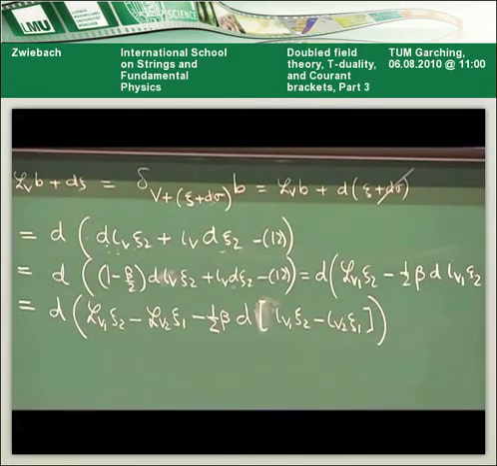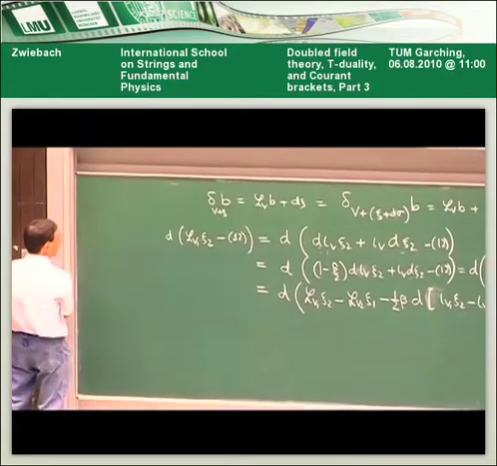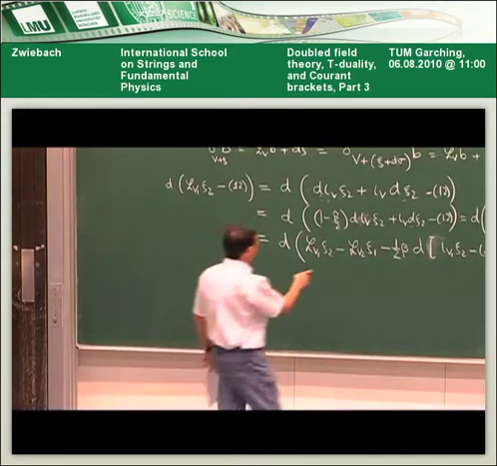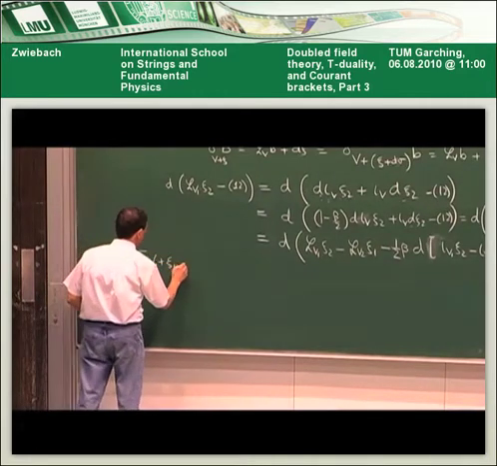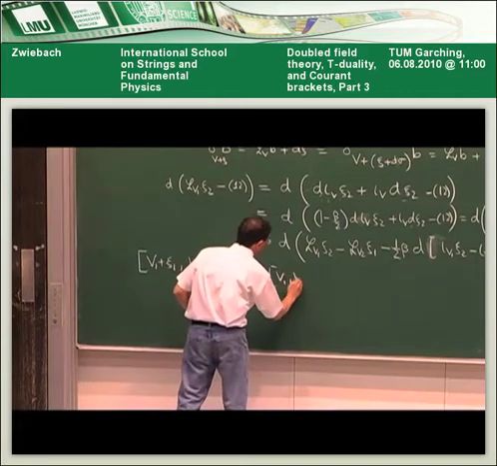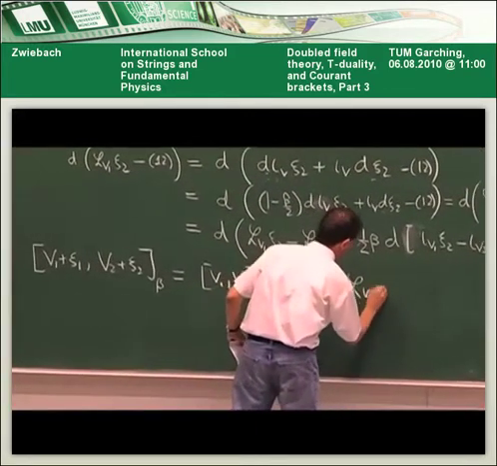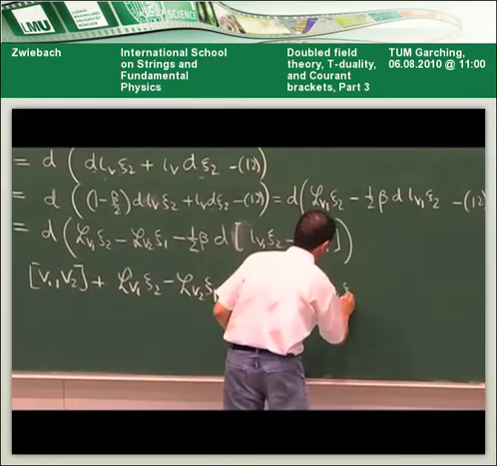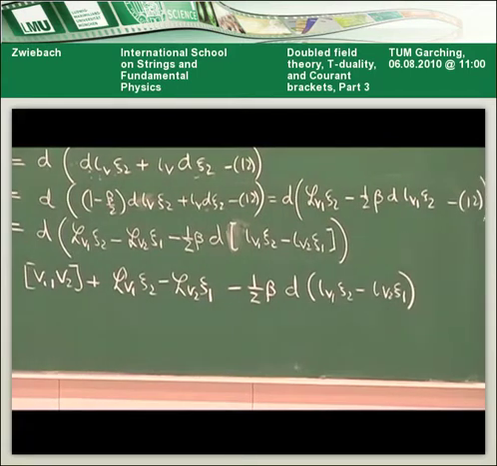So at the end of the day, I really might have misidentified the one form in there, and maybe I should have defined a more general bracket, V1 plus psi 1, V2 plus psi 2 with a beta, equals to the bracket V1 V2 plus L_V1 psi 2 minus L_V2 psi 1 minus 1 half of beta times d of i_V1 psi 2 minus i_V2 psi 1. At least, if I'm honest, I should have put that beta at the very least.